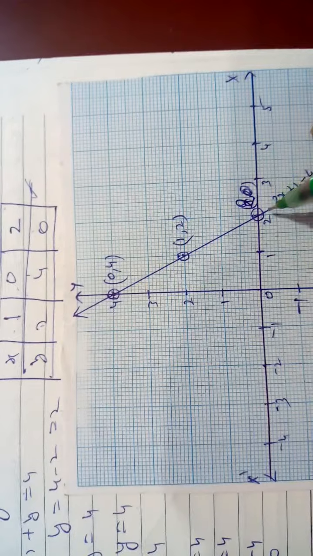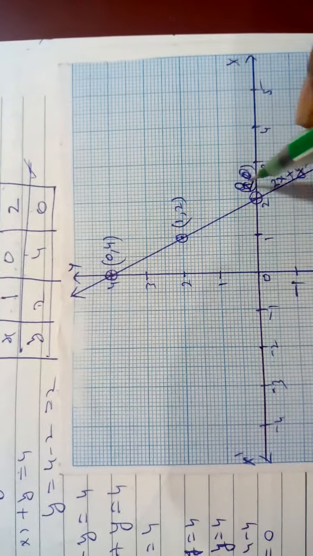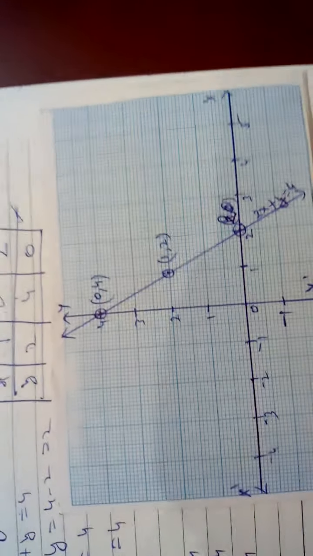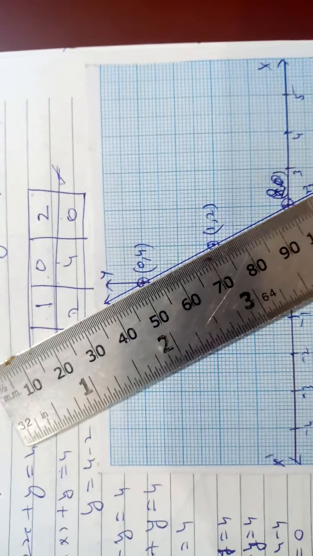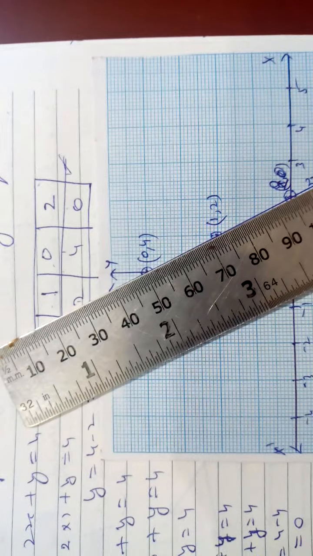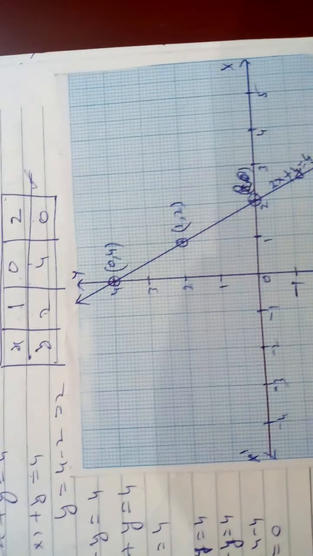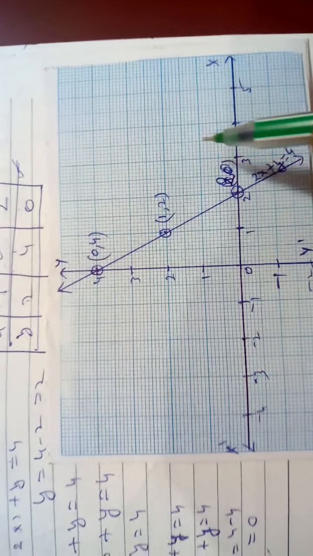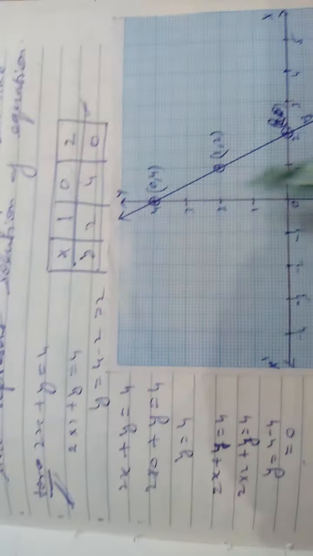What is it? (2, 0). It is called (2, 0). So 2 then 0, put the dot, and then by scale you join the dots only, not circle. Like this you will join it, dots only. And join and produce both the sides, and write the equation on the line. It is your graph of this equation. You are getting a straight line.